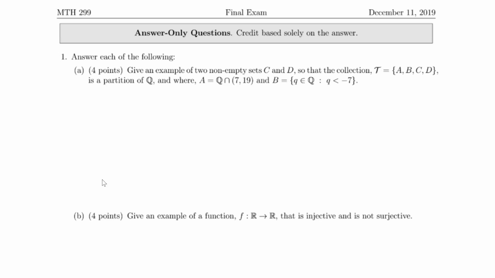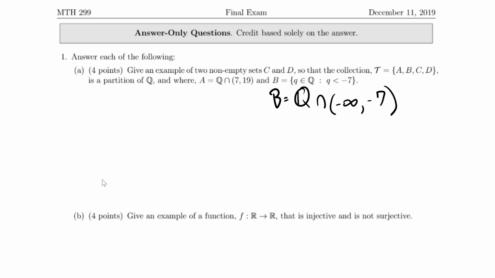Give an example of two non-empty sets C and D so that the collection T is a partition of the rationals. Interesting. What and B is that thing? Oh, so I just have to pick out who C and D are. Okay. I'm going to pick a different way to write B. B, I'm going to also write it as the intersection of Q and negative infinity to -7, but not including -7.